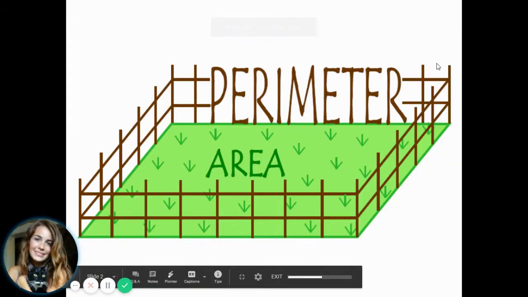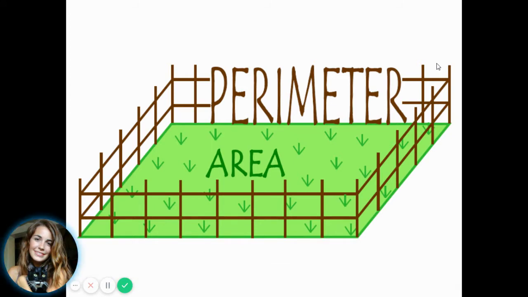Today we're talking about the difference between area and perimeter. I like to look at this image to help me remember the difference. Here we have a picture of a yard, and the yard is full of grass, and around the outside edge of the yard is a fence. Remember that area is like the grass inside the yard.